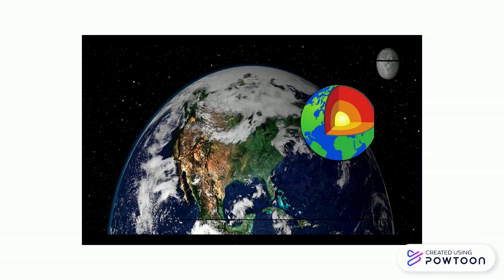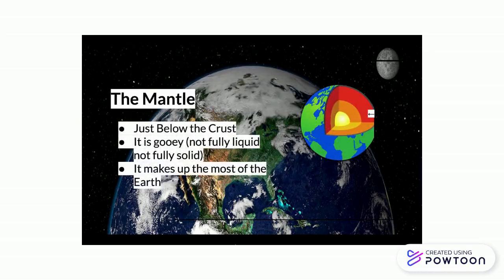The mantle is going to be right below the crust, as you can see with our little arrow. It's the red portion. The mantle is gooey. It's not fully liquid, but it's also not fully solid like our crust was. It is the largest layer of the earth and makes up most of the inner earth.